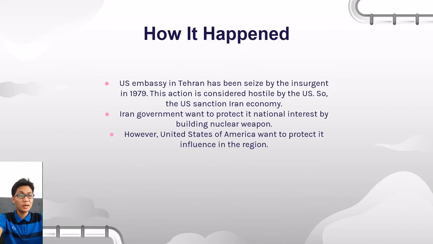How did it happen? In 1979, the US Embassy in Tehran was seized by insurgents. This action is considered hostile by the US, so the US sanctioned Iran's economy. And the Iranian government wants to protect its national interests by building nuclear weapons. However, the United States of America wants to protect its influence in the region.